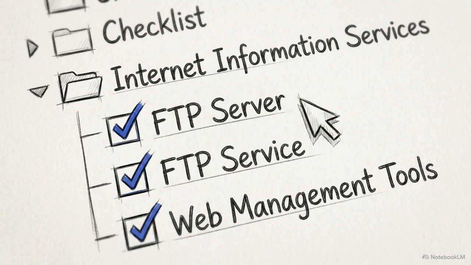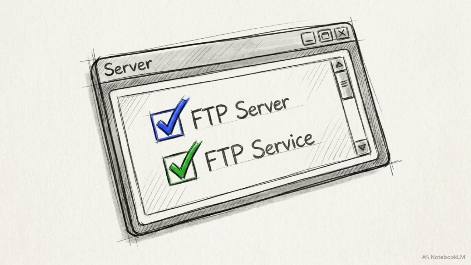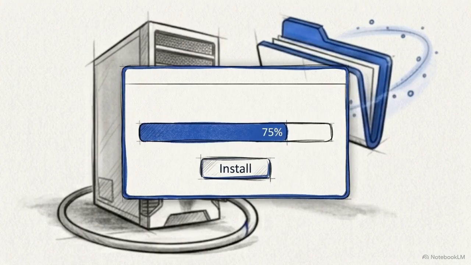Check the boxes for FTP Server, FTP Service, and Web Management Tools. On Windows Server, navigate to the Add Roles and Features wizard. Select the Web Server IIS role, and under Role Services, ensure both FTP Server and FTP Service are checked. Once your selections are made, click Install. The system takes a few moments to pull these components together and apply the changes.